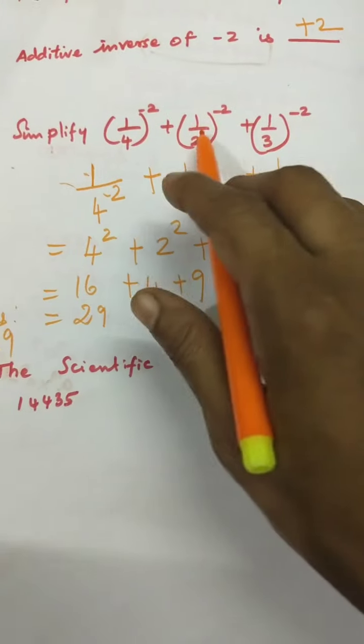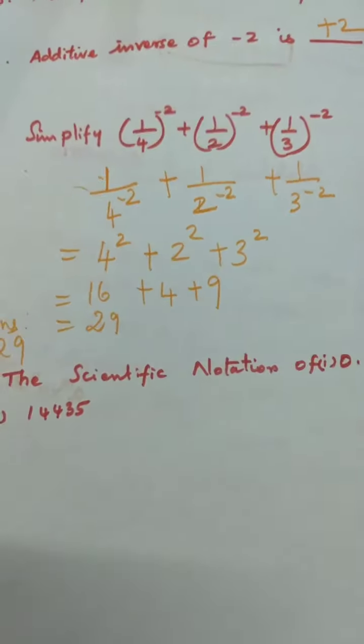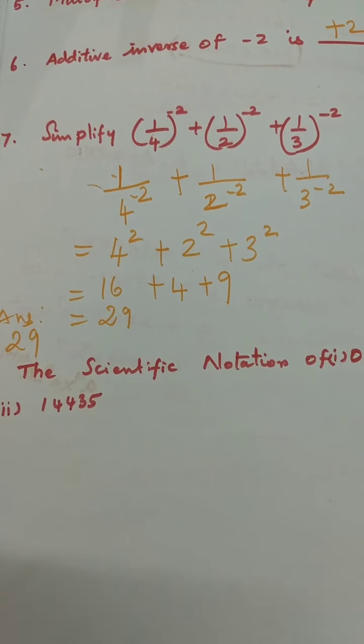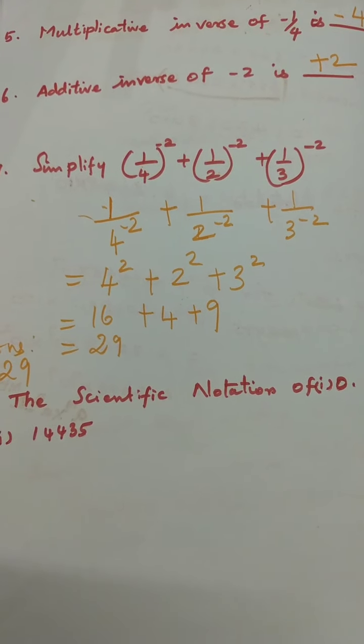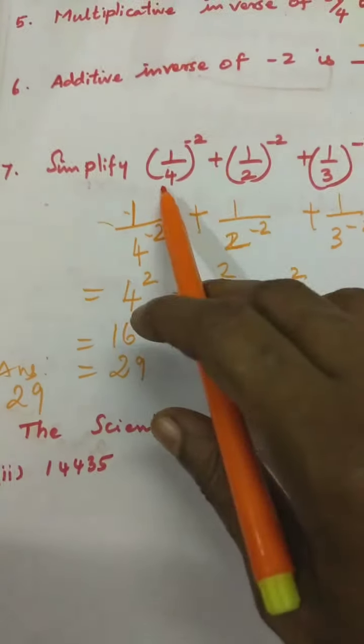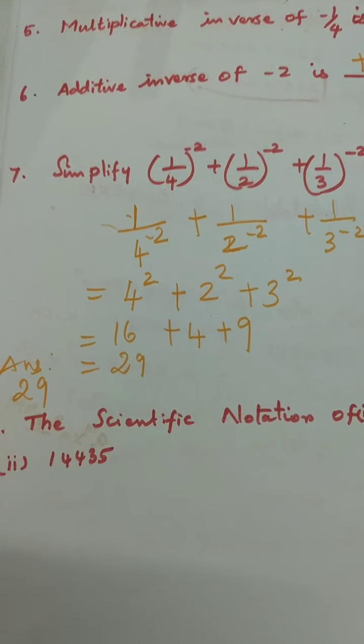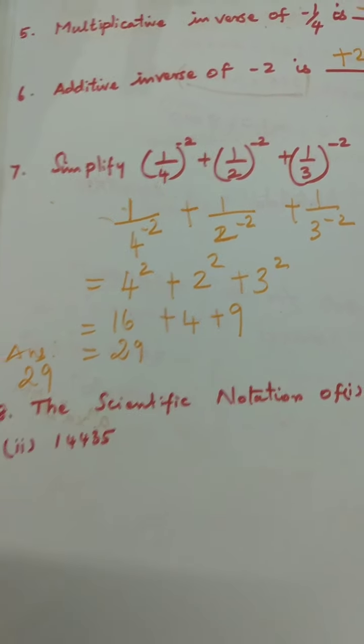If all the bases are same, we can use the formula a power m into a power n equals a power m plus n. But here the bases are different, so we cannot use that formula.